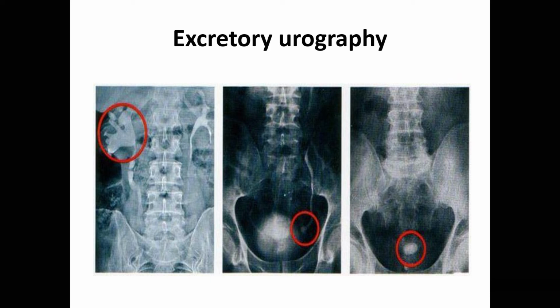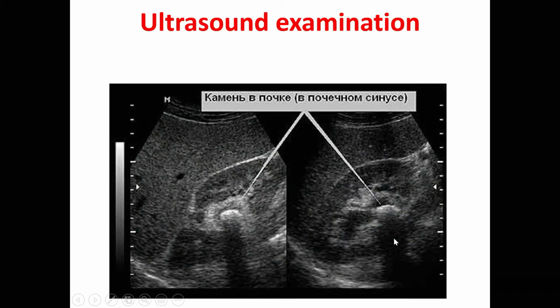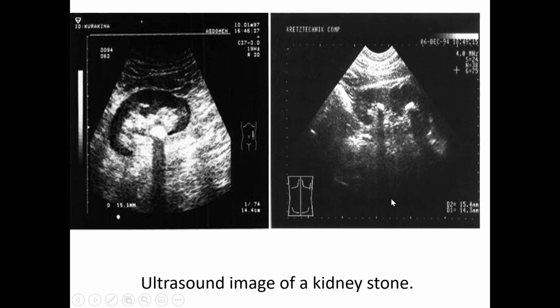So the excretory urography, we can see the hydronephrotic transformation of the kidney and the stenosis of the pelvic ureteric segment. Here we can see the problems with the ureter on the lower third of the ureter, close to the urinary bladder, and here we can see the urinary bladder stone. This is the stone in the kidney, in the renal sinus. Here we can see the ultrasound image of the kidney stone. Here we can see the kidney stone, and here.